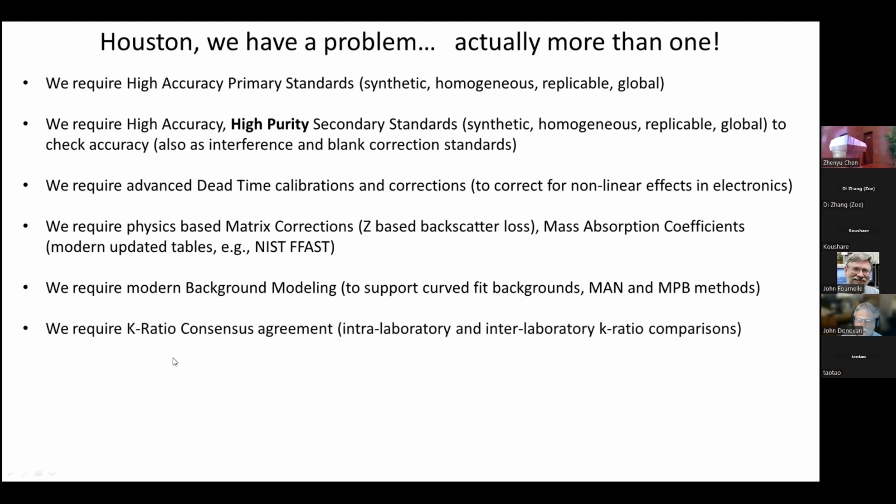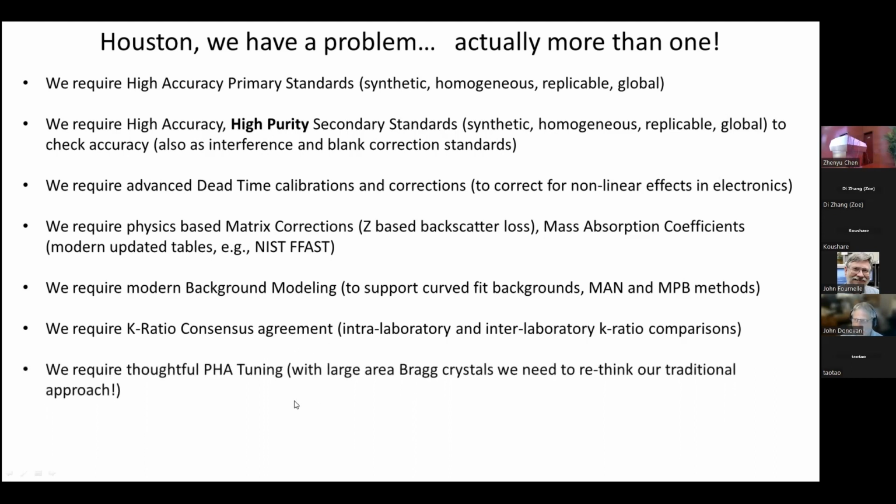We also want to measure K ratios, not only on our instrument to make sure all our spectrometers are giving the same K ratio within statistics, but also that our comparison to other labs is consistent. And this is something that John Furnell, Rulian Moy, and Will Knocklis are working on.